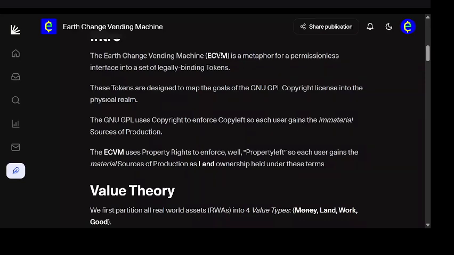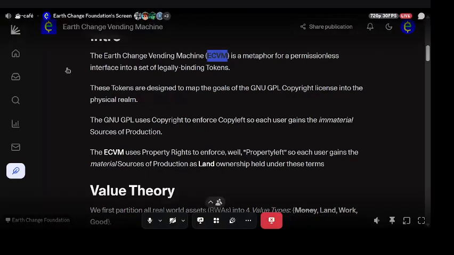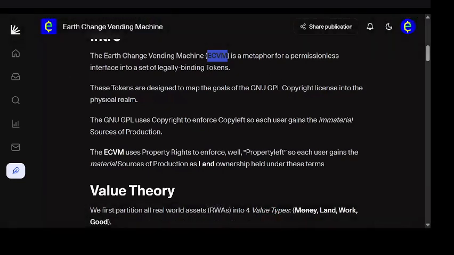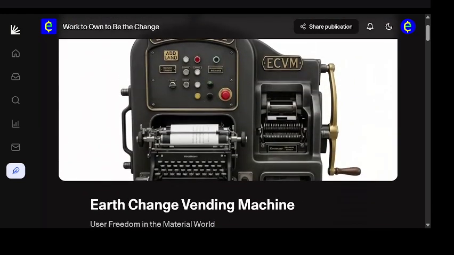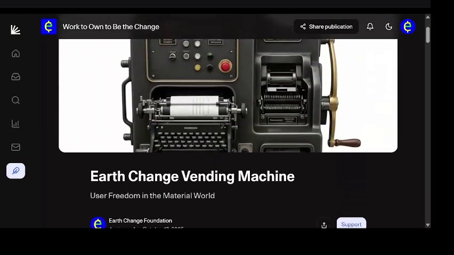This ECVM idea is just meant to be a way to talk about economics in a way that we don't get too carried away with the Web3 stuff and crypto. We don't necessarily need that to implement this idea. We could actually do this on paper. So that was the reason for looking at the machine conceptually.